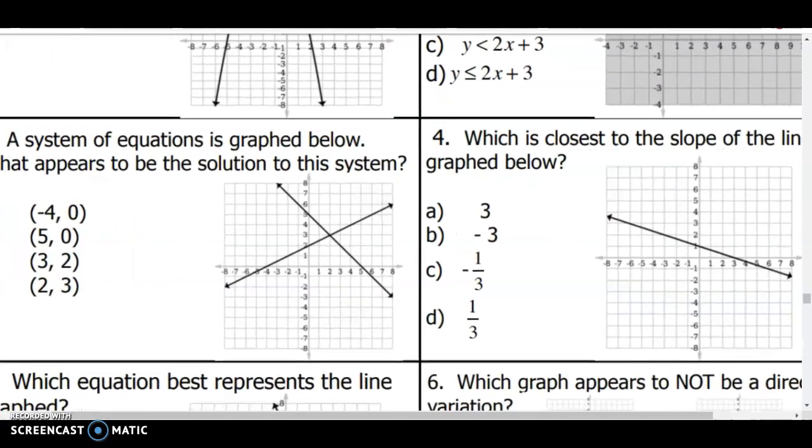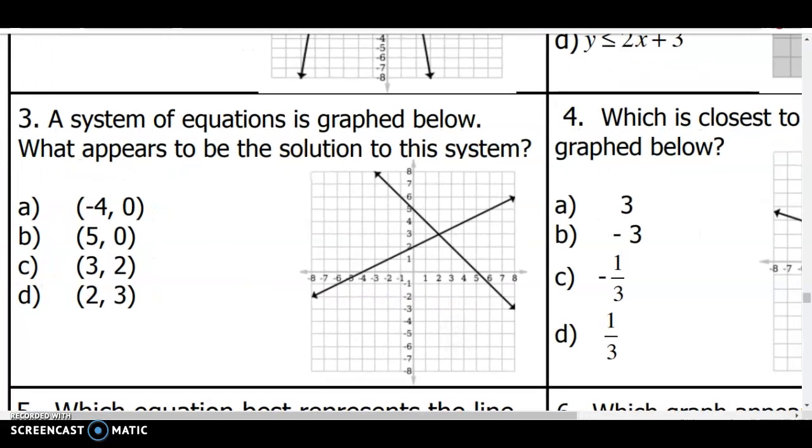All right, number 3. A system of equations is graphed below. What appears to be the solution to the system? Now, this is an example of one solution because the lines touch one time. So because it is one solution and they cross through once, the solution is where they cross through. So I can see that it crosses through at (2, 3).